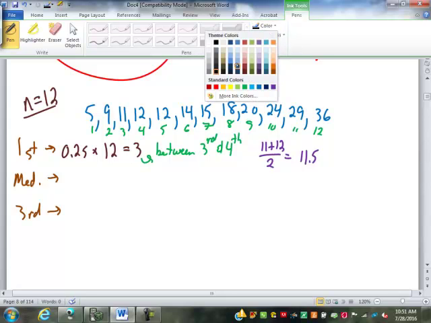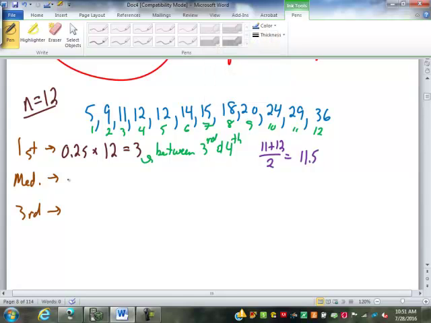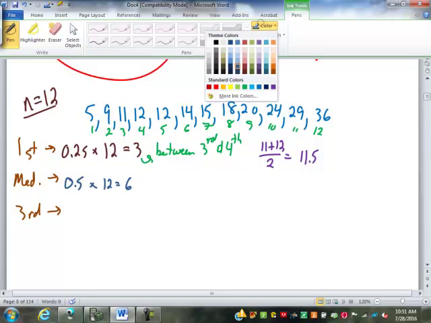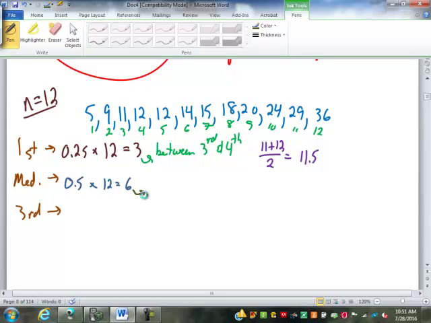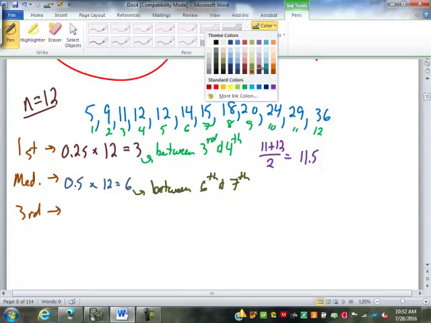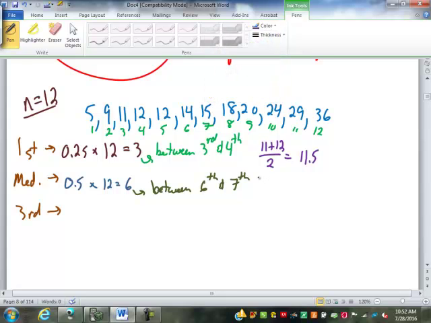How about for my median? Tell me what to do. 0.5 or 0.50 times 12 is 6. So that's telling me what about my position? Yep, we got it between 6th and 7th. So that's going to be, yep, 14 and 15. So that's 14.5.